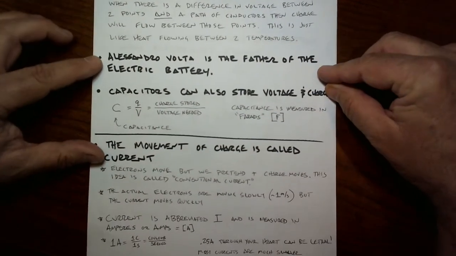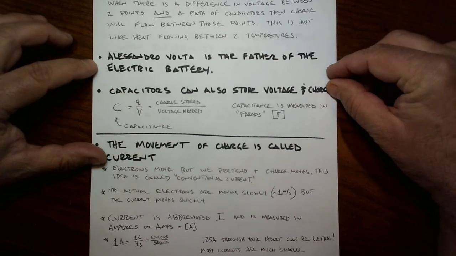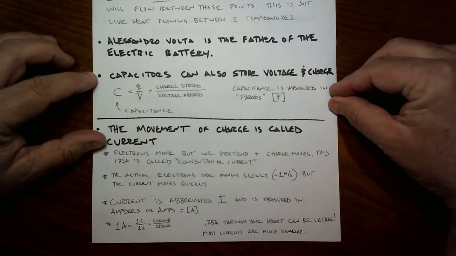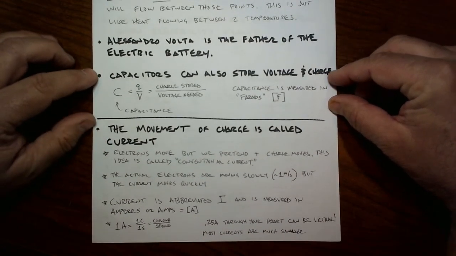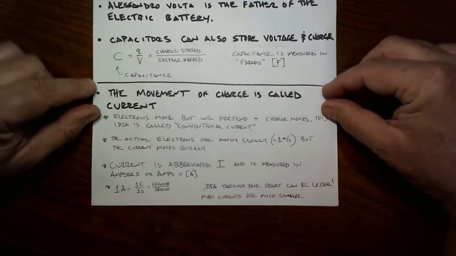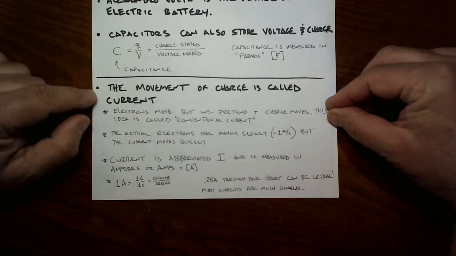So we said that Alessandro Volta is the father of the electric battery. We also said that capacitors are another way to store voltage and charge. Then on the other side of this line, the movement of charge is called current.